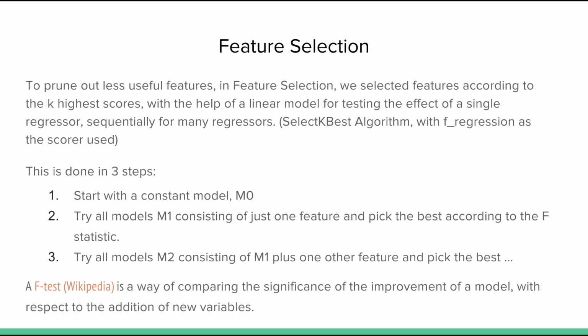In this phase, what we wanted to do was prune out a lot of features, because we had a lot of features and we wanted to avoid overfitting and problems of multicollinearity. So we used a select k based algorithm. What it does is it basically gives the k highest scores. Now you may ask how these scores are calculated, right? For that, an F test is done.